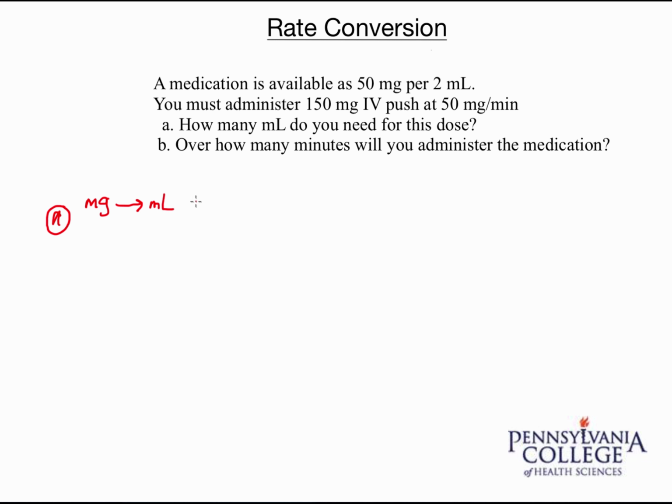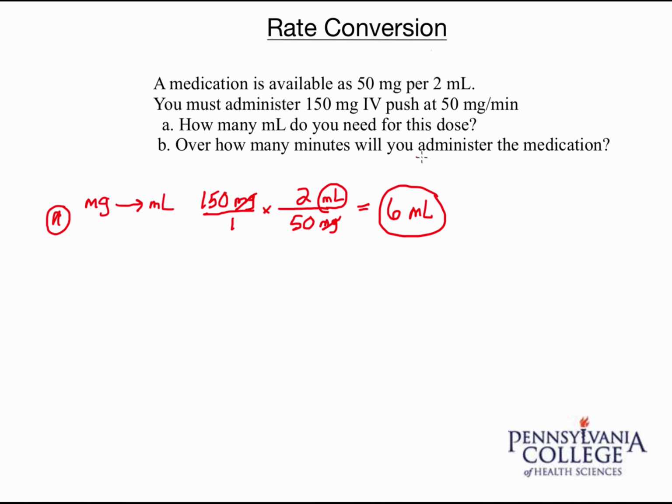I'm going to use dimensional analysis. I'm going to start with how many milligrams I'm going to be administering, which is 150. I need to convert that to milliliters. So I will use what's available to me, the ratio of milligrams to milliliters, to cancel out my unit of milligrams and go into my unit of milliliters. I would have 50 milligrams per 2 milliliters. When you multiply 150 times 2 and then divide that by 50, you're going to get 6. You would need to provide 6 milliliters.